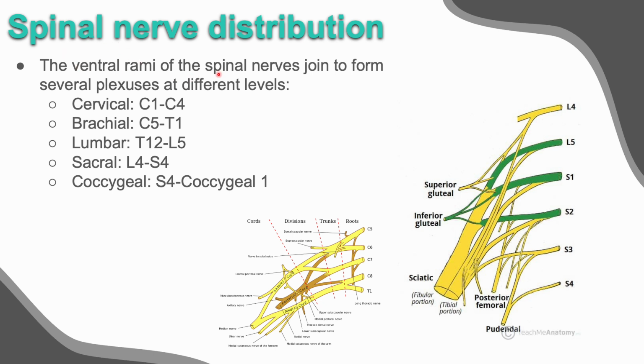The ventral rami of the spinal nerves join to form several plexuses at different levels. So we have a cervical plexus, a brachial plexus, lumbar, sacral, and coccygeal plexus. The cervical plexus is from C1 to C4. The brachial plexus is from C5 to T1, and this is the picture of the brachial plexus. Then we have the lumbar plexus, which is from T12 to L5. The sacral plexus, which is from L4 to S4, and then the coccygeal plexus, which is from S4 to coccygeal 1 spinal nerve.